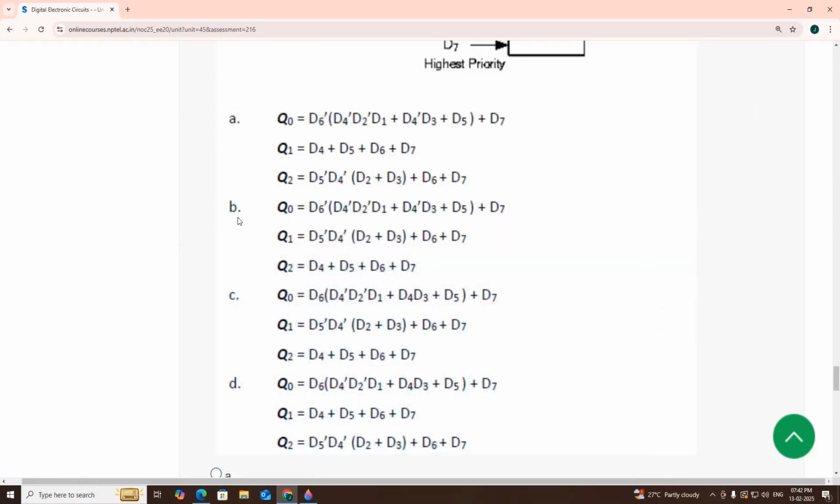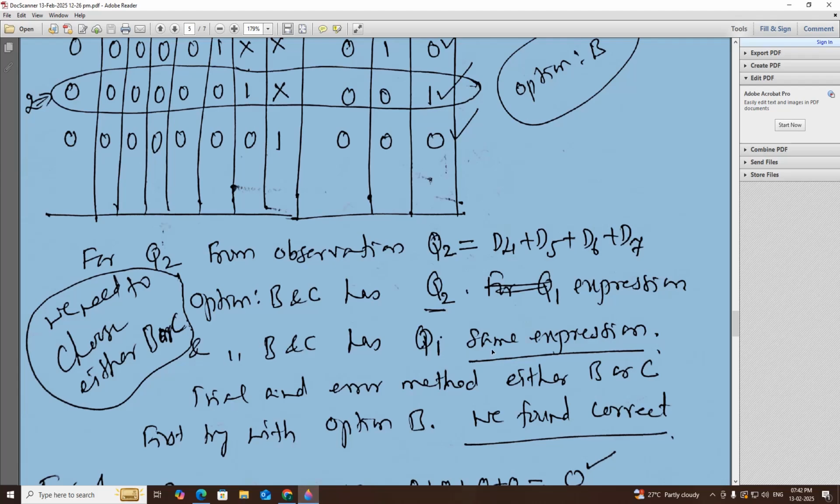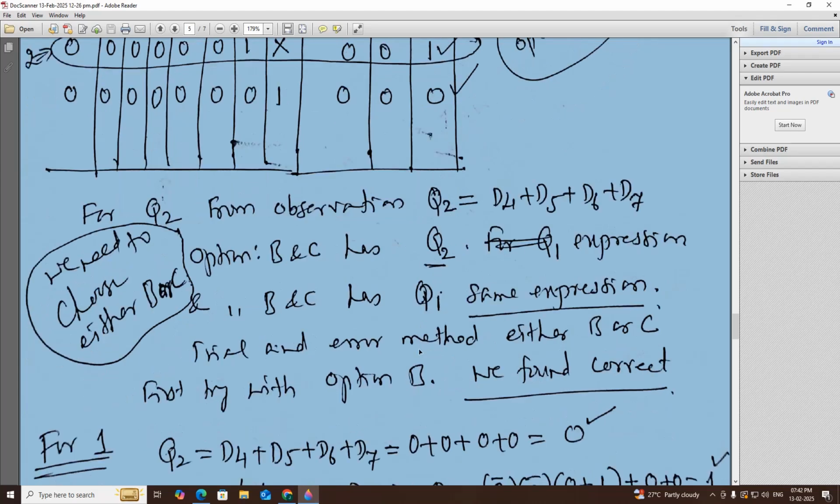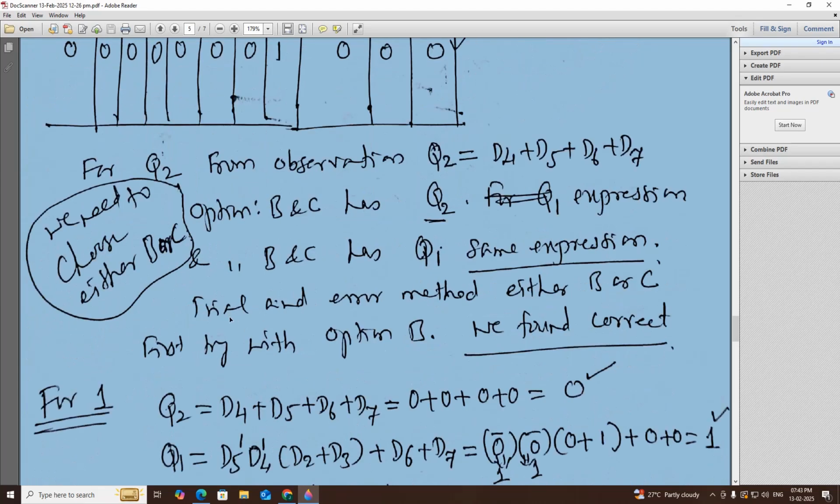For B, the Q1 expression is D5, D4. For C also D5, D4. Here is D2 plus D3, here also D2 plus D3. It is D6 plus D7, D6 plus D7. So for B and C, the Q1 expressions are the same. Now we use the trial and error method to find which is correct, B or C.